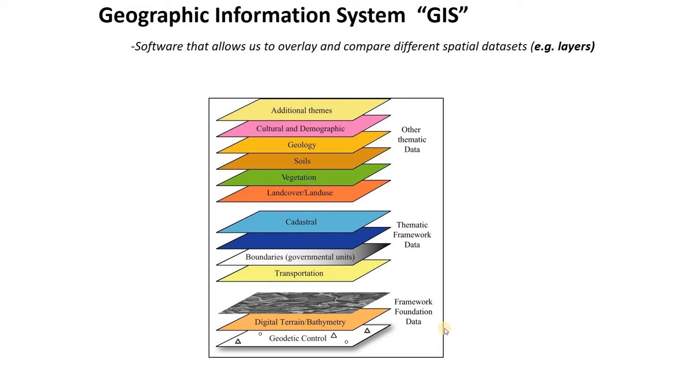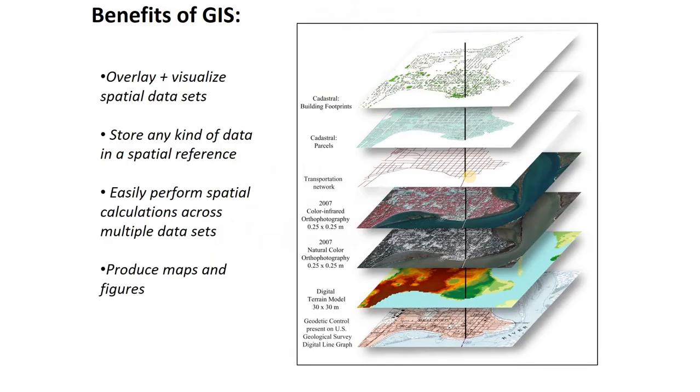So for example, what kind of data could we have? We could have transportation layers, roads, streets. We could have state or country boundaries, maps of vegetation, maps of soil. We could have census data. Really anything that exists in space can be a layer in a GIS system. And we stack those layers on top of each other and then visualize and make calculations.